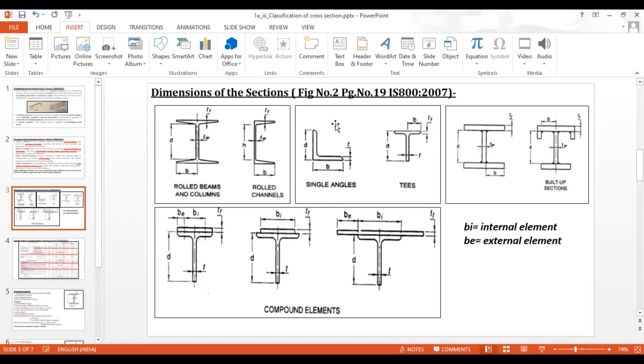If we compare the I section with the channel section, here B is the total width of the flange, height is the same as that of our I section. Then if we see the angle section, here one leg is designated by small b and another leg is designated by small d. Thickness is designated by T. If you observe the T section, here the D, that is total depth, is taken, but width of the flange is half the width and the thickness remains the same. Same in the case of built-up section.